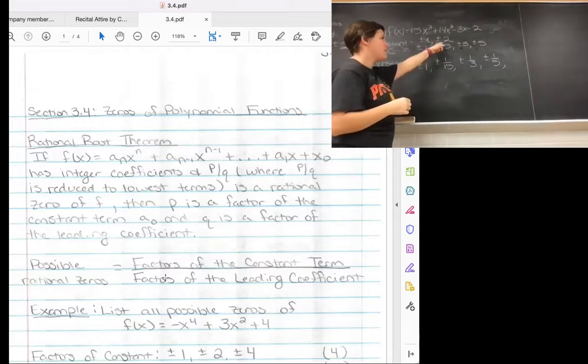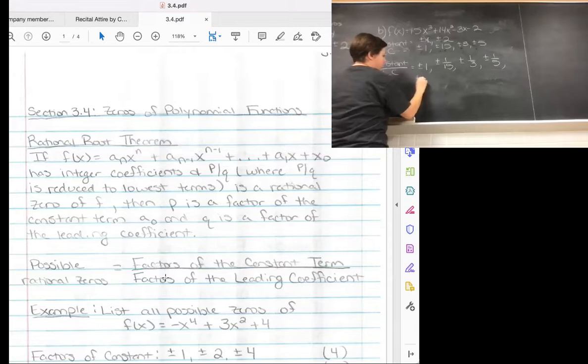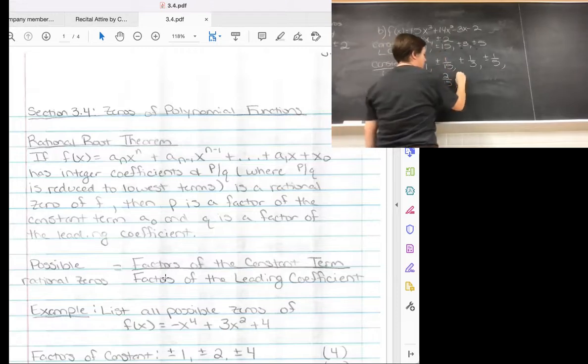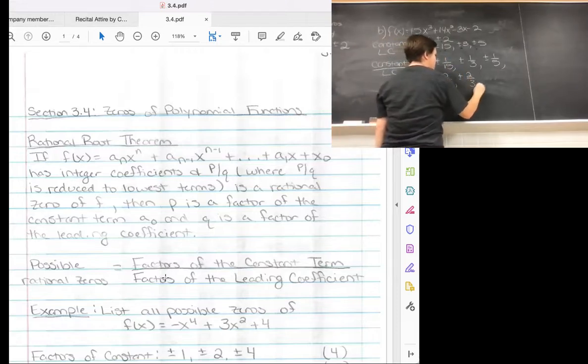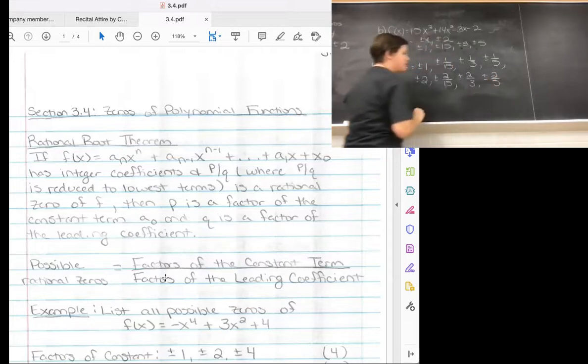And I do the exact same process now for my 2. 2 over 1 will give me plus or minus 2. 2 over 15 will give me plus or minus 2 over 15. 2 over 3 will give me plus or minus 2/3. And 2 over 5 will give me plus or minus 2/5.